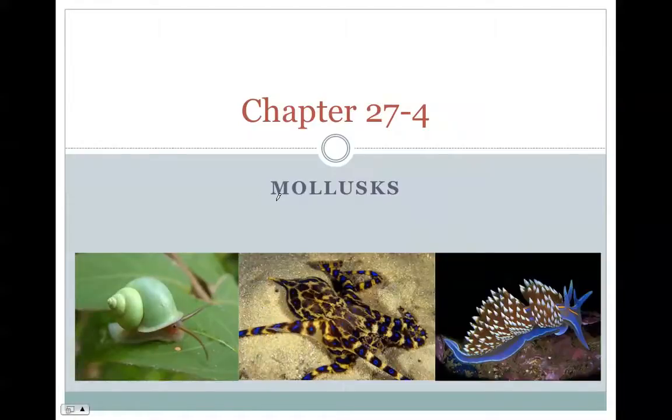Okay, welcome back, biology. This is chapter 27, section 4, and we're going to be investigating the mollusks. And the mollusks, as you can see down here, some of them you'll be really familiar with, such as the snail and slug, or the octopus and squid, but some you're not going to be familiar with, and these are included in the mollusks.